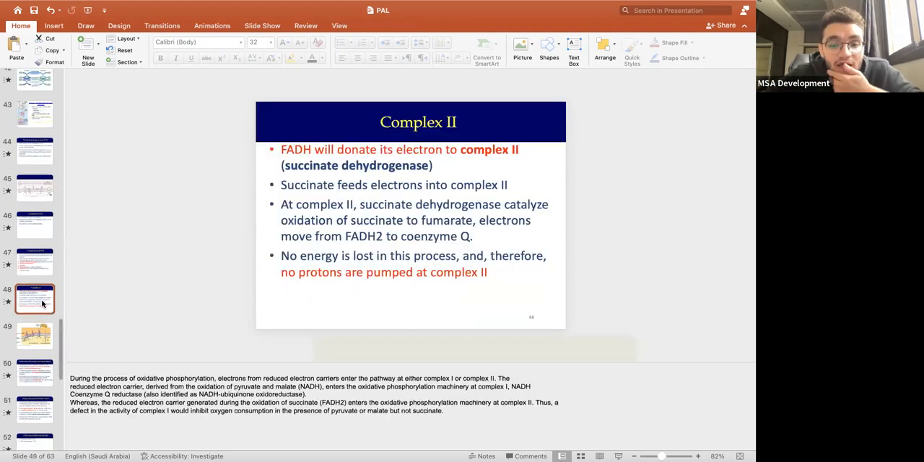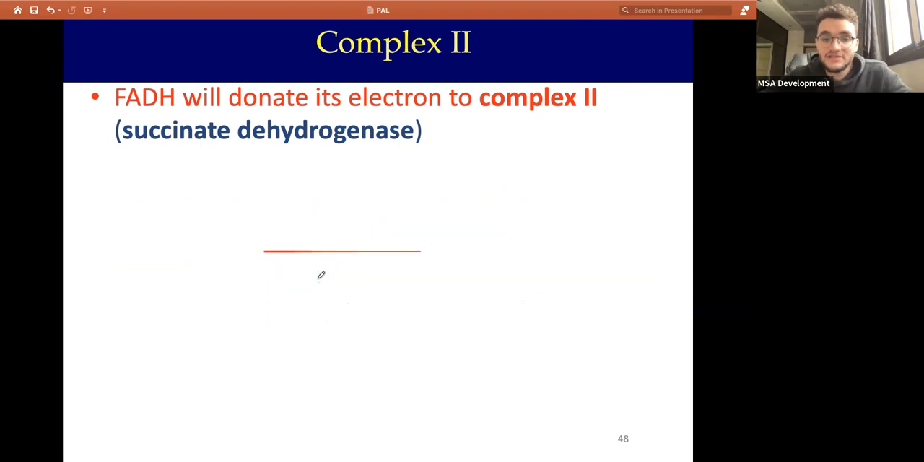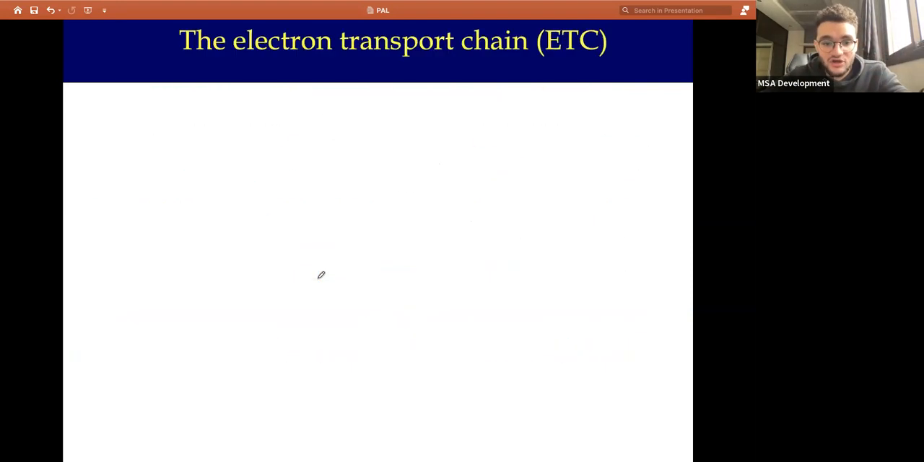That makes sense. So that is why I want you to correlate things together, because complex number 2 is involved not only in the TCA cycle, it's also involved in the electron transport chain. And that is why it's the only TCA cycle enzyme found in the mitochondrial membrane, because this is where the electron transport chain occurs. Okay. So as you can see, succinate dehydrogenase catalyzes oxidation of succinate to fumarate, and it also takes the electrons from FADH2 to coenzyme Q. Because it's complex number 2, succinate dehydrogenase is also complex number 2.